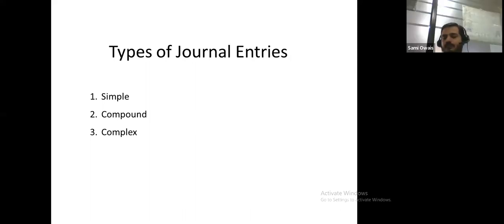Complex journal entries. You can guess it, I think, by now. A complex journal entry would be wherein you will have multiple debit entries, multiple credit entries, multiple lines on the debit side, multiple lines on the credit side. The name also says complex. That becomes a complex journal entry. Do you guys know any examples of such entries?